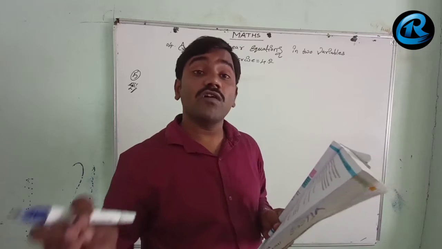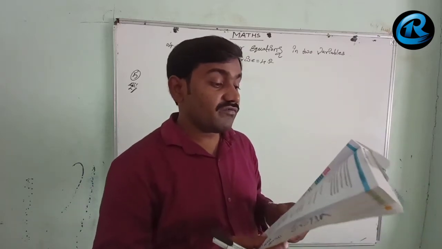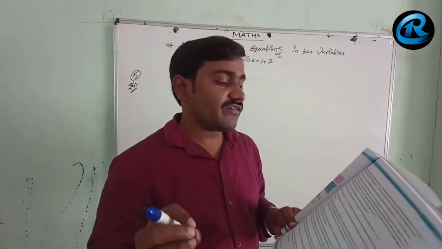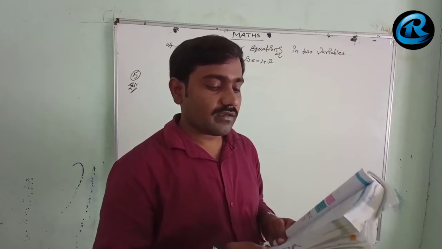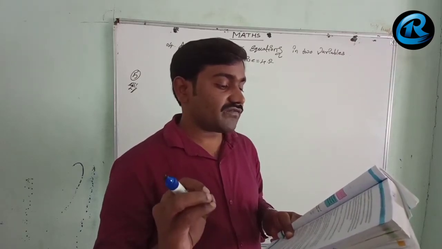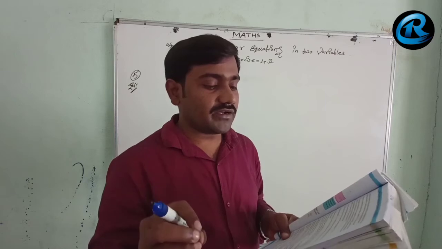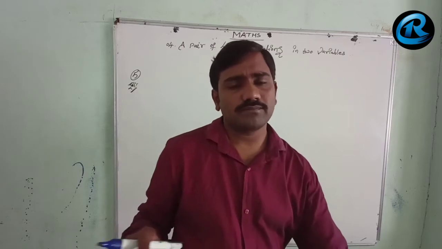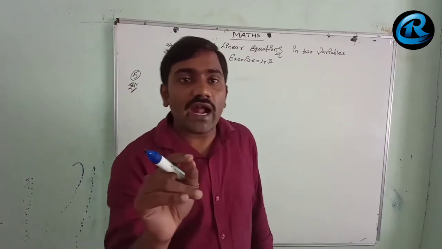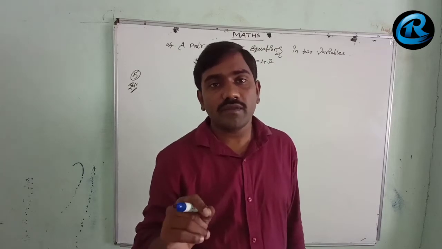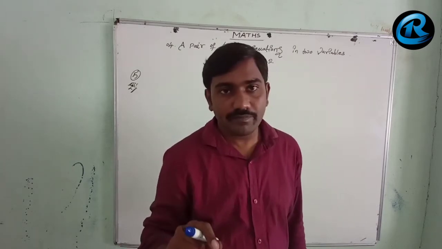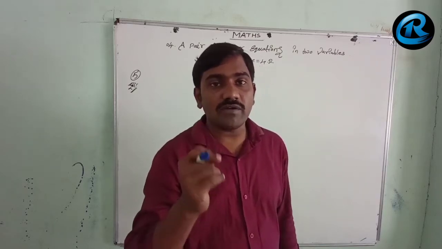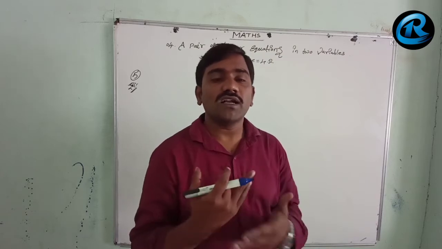A fraction will be equal to 4 by 5 if 1 is added to the numerator and denominator. If however 5 is subtracted from both numerator and denominator, the fraction will be equal to 1 by 2. What is the fraction? Very simple question. There is one fraction. If you add 1 to the numerator and denominator, it will be equal to 4 by 5. And the same fraction, if you subtract 5 from the numerator and denominator, it will be equal to 1 by 2. Then what is that fraction?